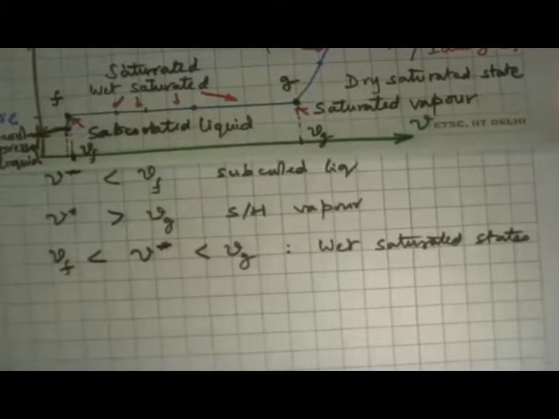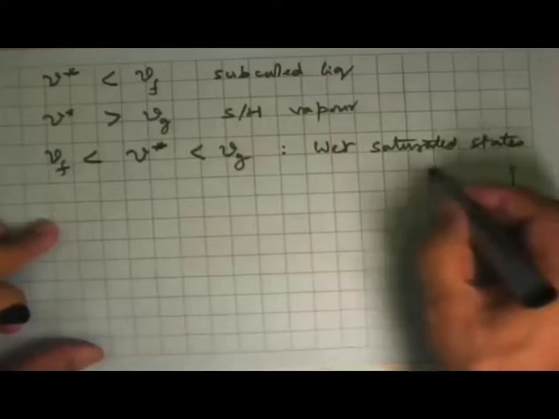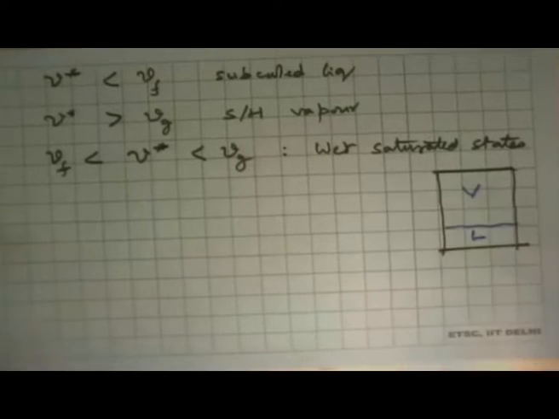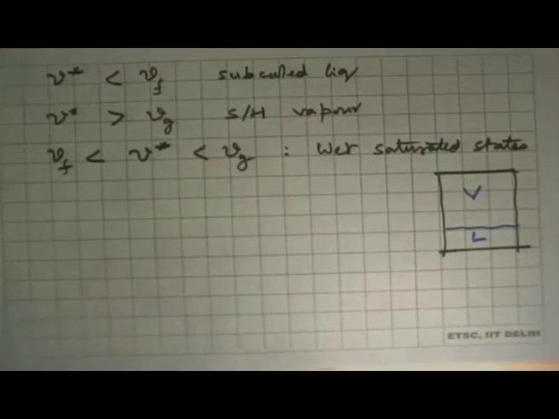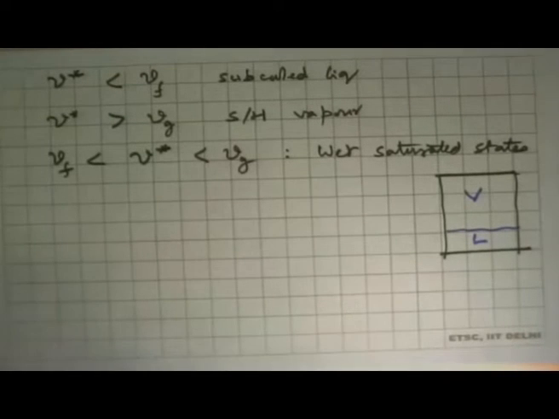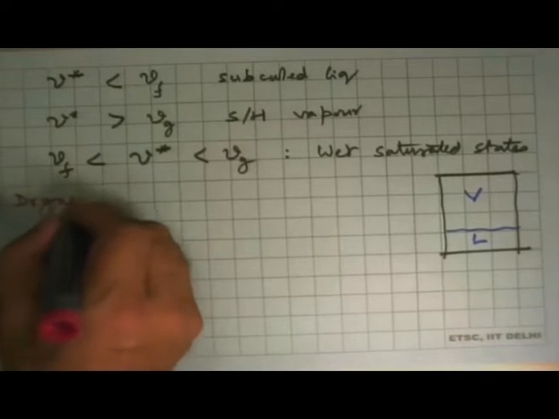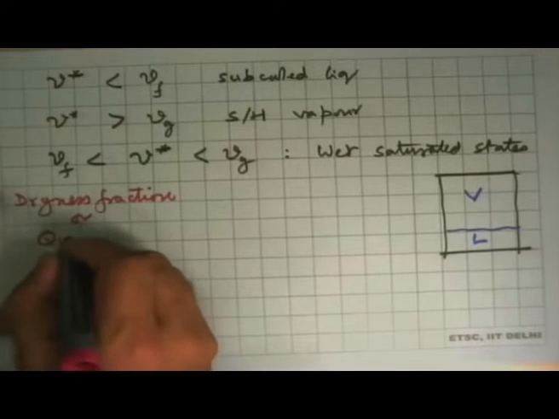Okay, so let's now define one parameter by looking at any saturated state. We have a closed system. It has a certain amount of liquid and a certain amount of vapor. And what differs between different saturated states is the proportion of these two. So we have to define something which tells us how much liquid is there and how much vapor is there. For that we will define a new property, which is called the dryness fraction, also known as quality.